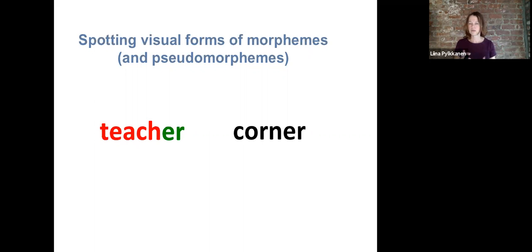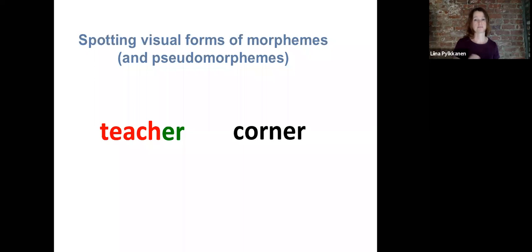So this is how things seem to work in the visual modality. And so next I want to talk a little bit about how these ideas translate to the auditory modality, where things are quite different. So that's next.